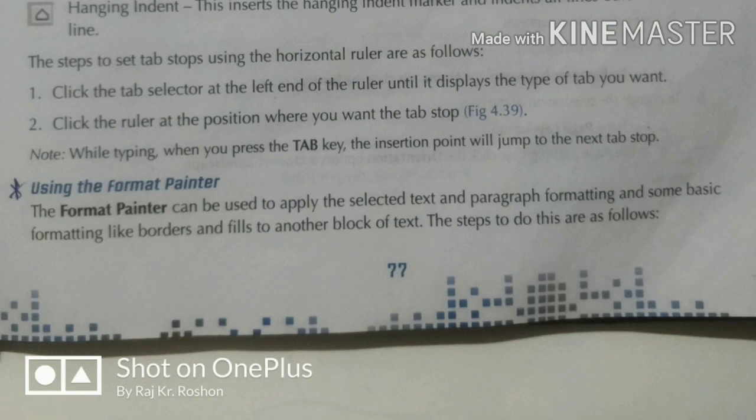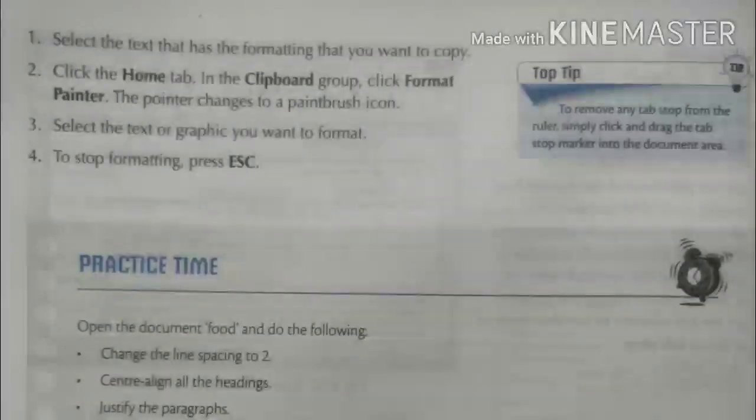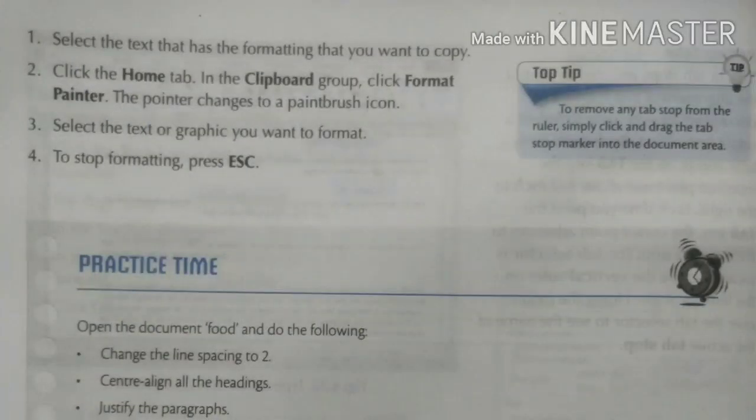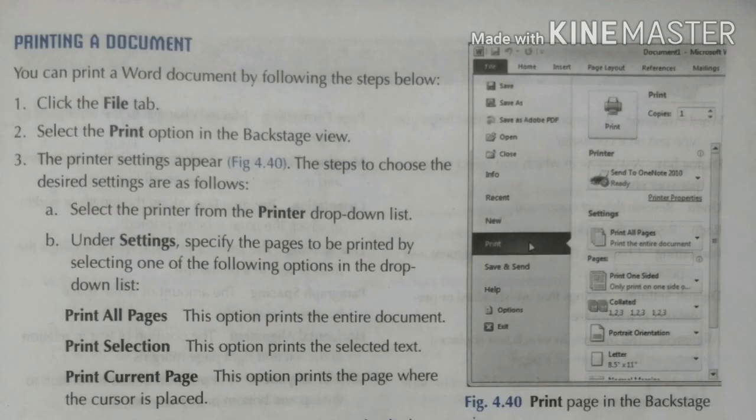Here one question may come, why do we use format painter? Format painter is used to apply selected text and paragraph formatting and some basic formatting like borders and fills to another block of text. So if you want some text styles or some color to be given in the other part of the paragraph, you can use format painter. And next is printing a document.